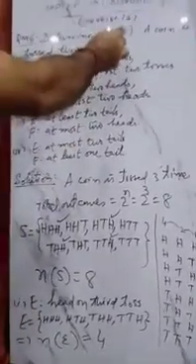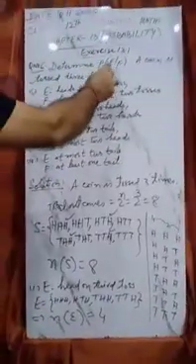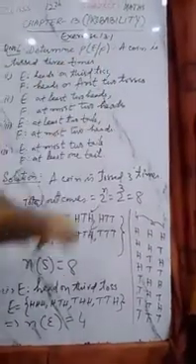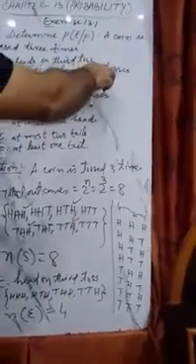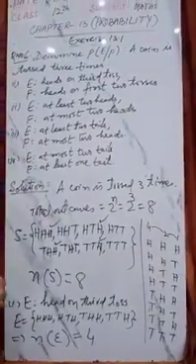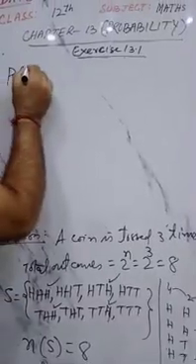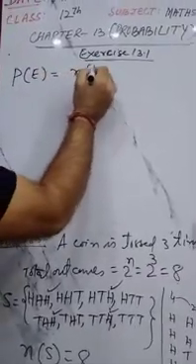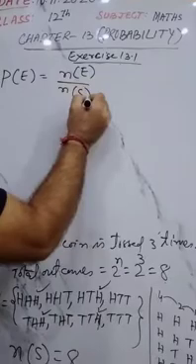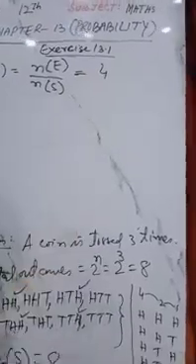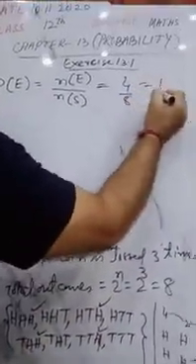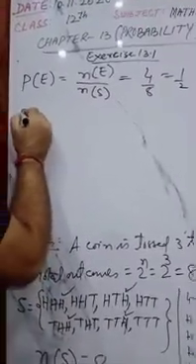Now we can write the first part. We have to determine the conditional probability of E given that F has occurred. What is F? F is heads on first two tosses. Now the probability of E is n(E) upon n(S). What is n(E)? That is 4, and n(S) is 8. So 4 upon 8 becomes 1 by 2.